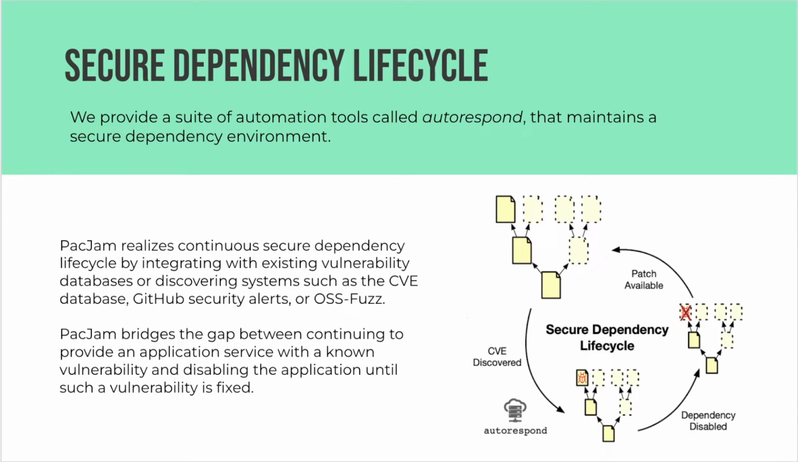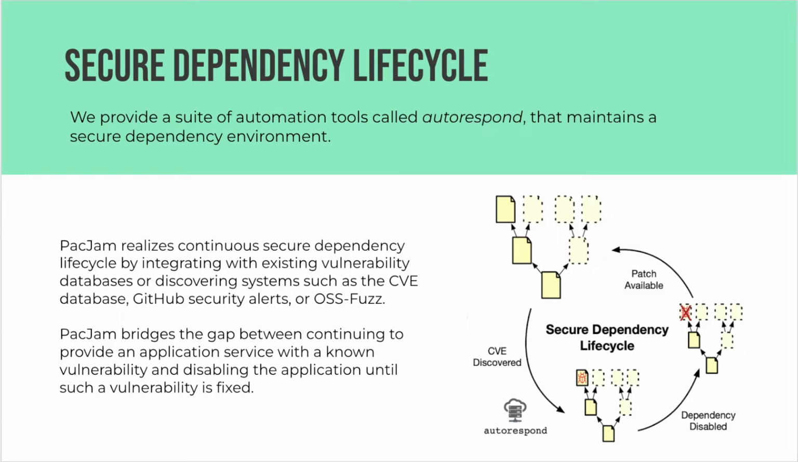Because PacJam does not require modifications to an application, users can post-deploy disable a vulnerable package by removing it from the system and replacing it with the corresponding shadow package. This way, instead of completely disabling the application, we simply remove a dependency and a subset of the functionality as a result.